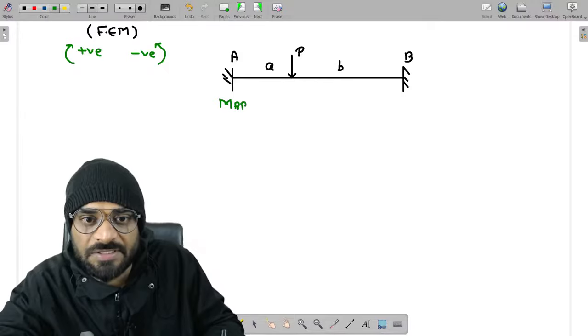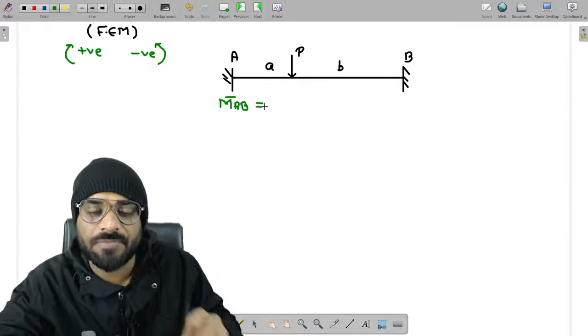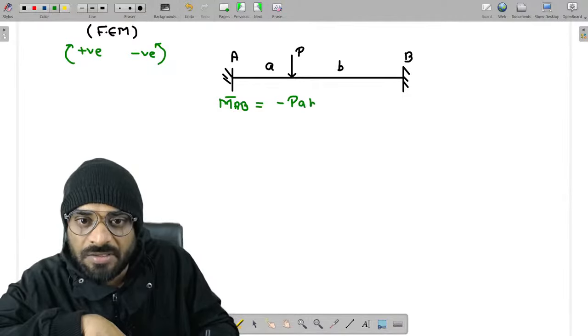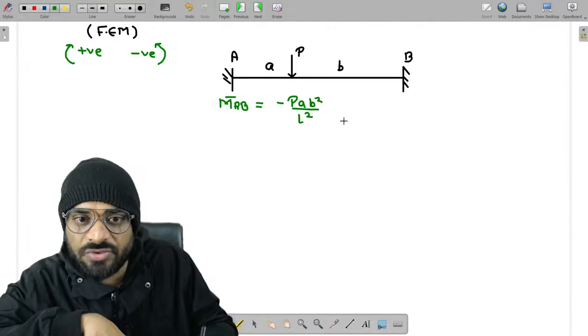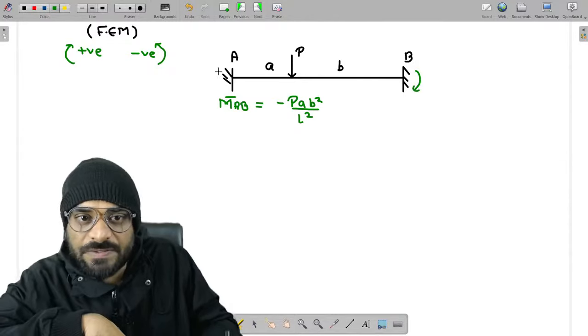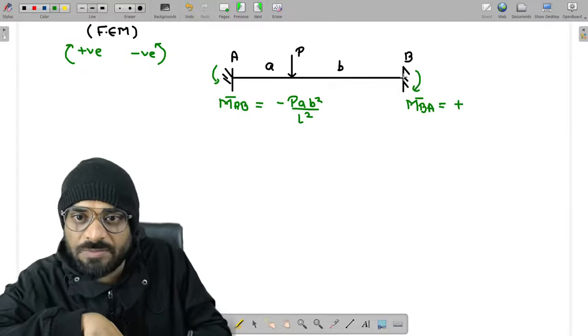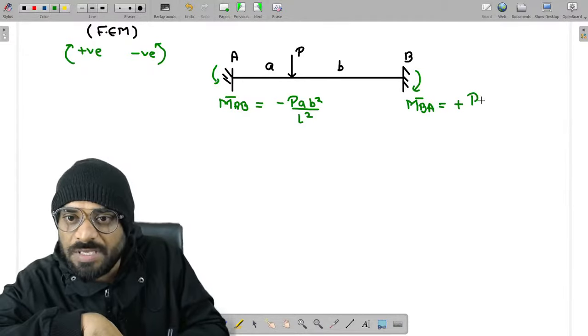So what is the value of MAB bar? We have to write fixed end moment at A for member AB. This value is minus P A B square divided by L square. And please remember, MBA bar is equal to plus, because it is clockwise, P A square B by L square.